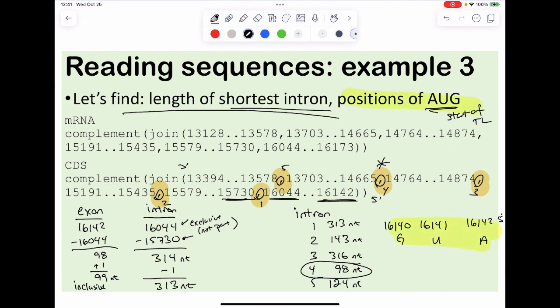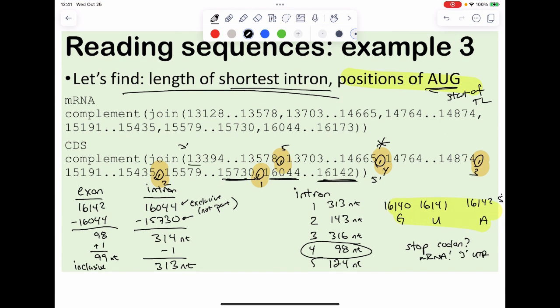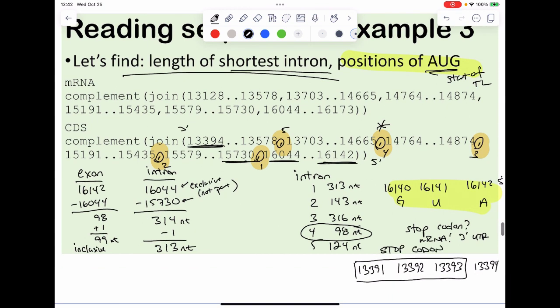Well, what else could I ask you? I could say, where's the stop codon? The stop codon is going to be found in the mRNA, and it's going to be in the 3 prime UTR. So my CDS stops at 13394, so I go 13393, 13392, 13391. This chunk right here is my stop codon. It is part of the 3' UTR. This chunk over here is part of my coding DNA sequence.